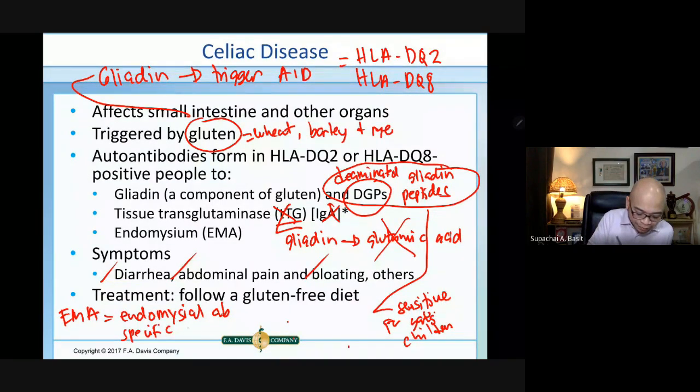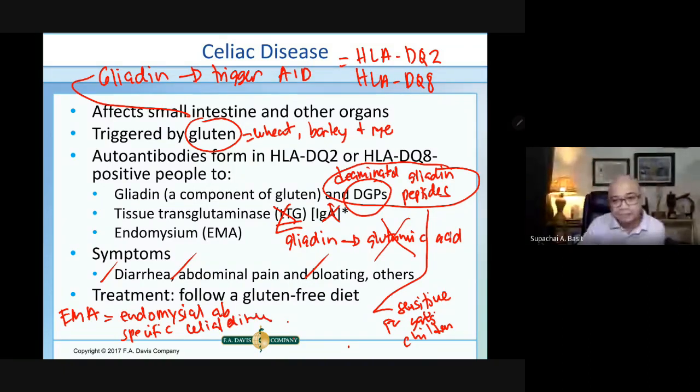This one is very specific for celiac disease, but are costly, okay? Because you need to do the indirect immunofluorescence. So biopsy of the small intestine should be performed to confirm the diagnosis. Okay? So that is for the celiac disease.